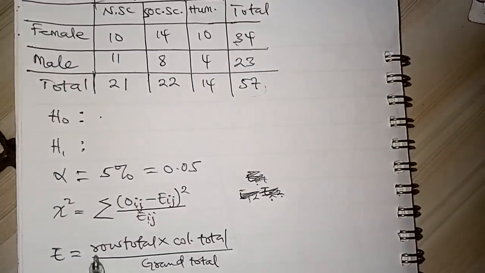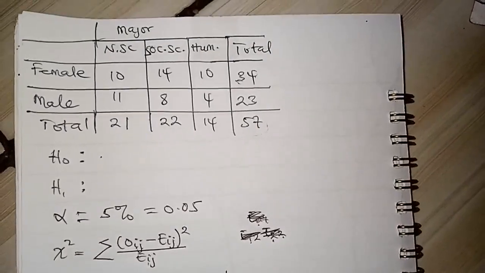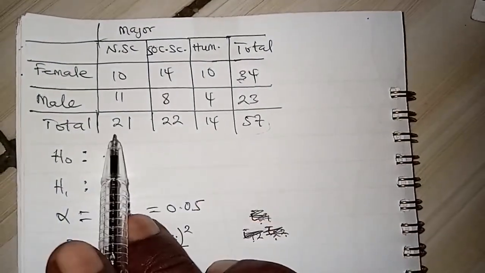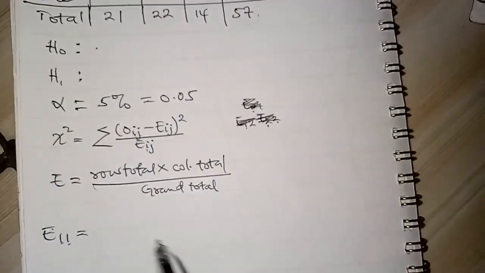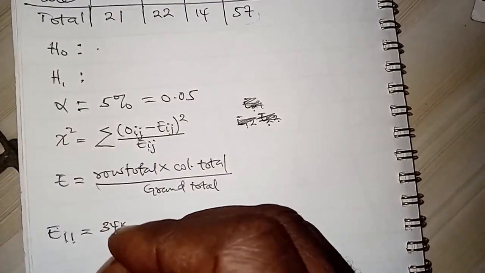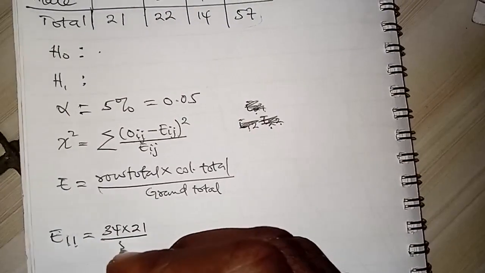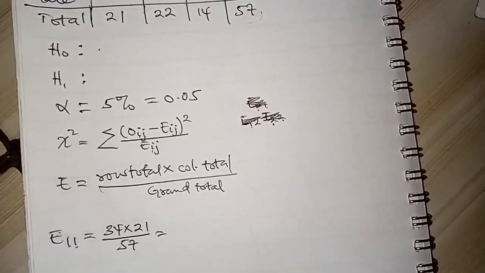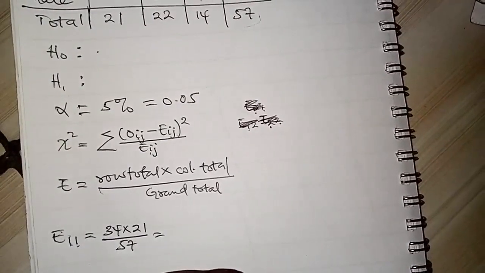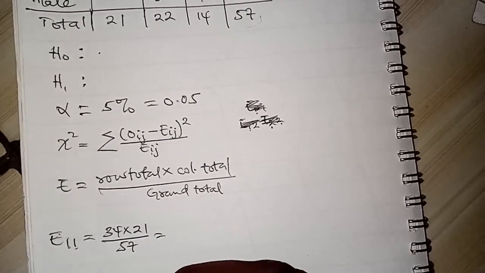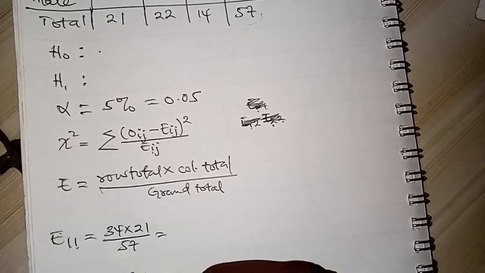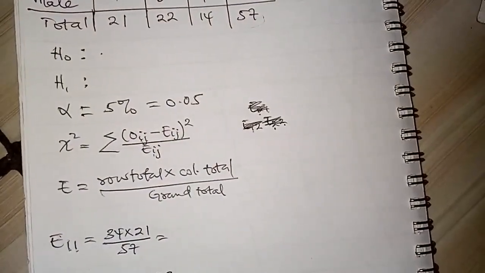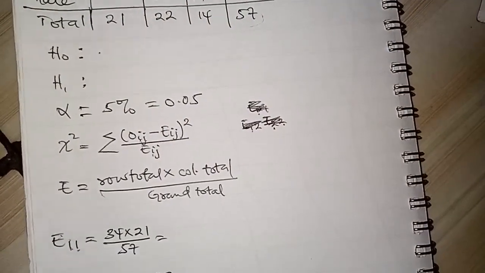So we take row total times column total. The first row total is 34, then the first column total is 21. So we say 34 times 21 over the grand total, which is 57. E12, first row, second column, the value will be the total of the first row, which is 34, times the total of the second column, which is 22, over the grand total, which is 57.